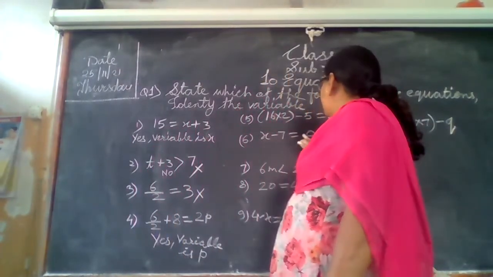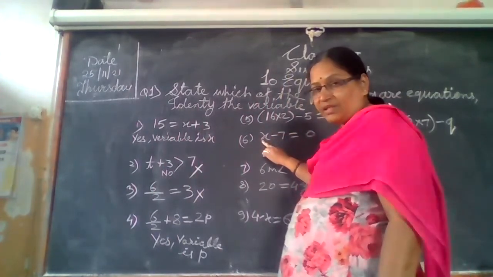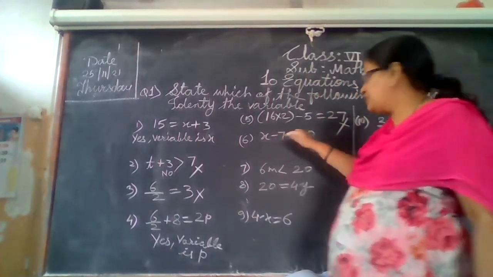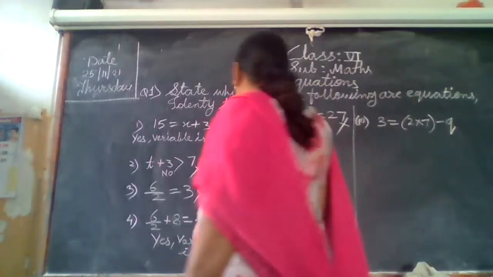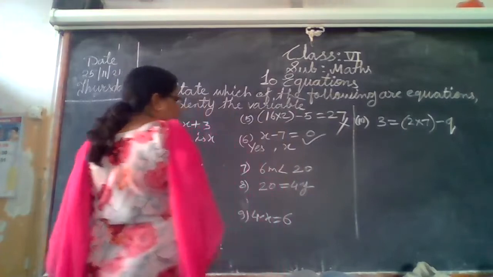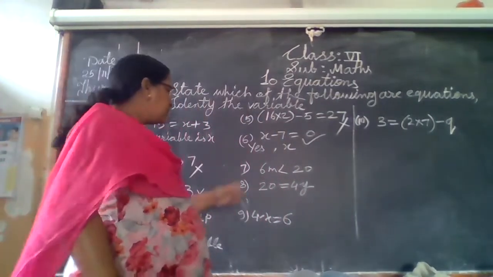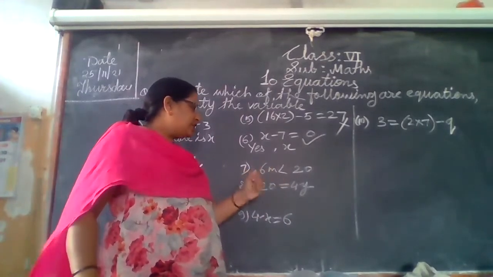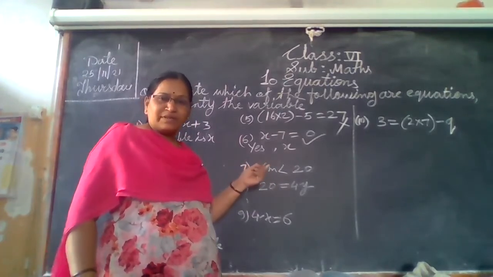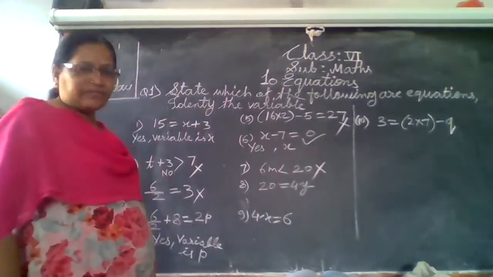x minus 7 equals to 0. Having equality, variable x, and also having the one fundamental operation. So yes, it is the equation, and the variable is x. Name of the variable is x. 6 and greater than 20. Variable is there, but no equality and no fundamental operation. That's why it is not the equation.